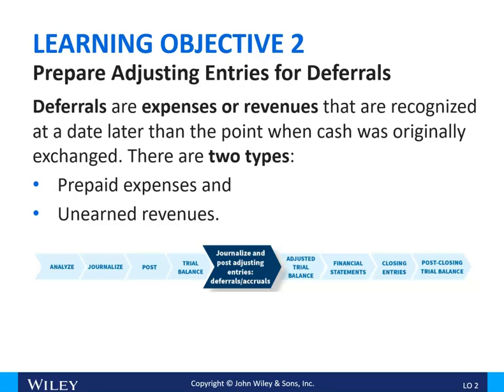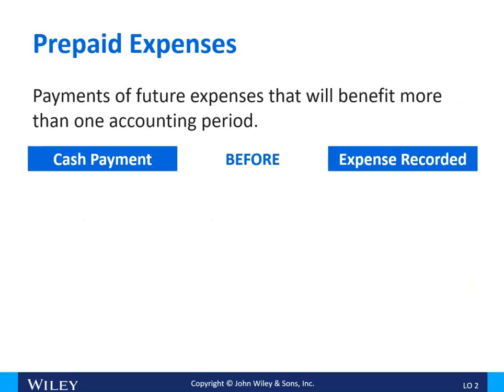Now we'll get into the adjusting entries for deferrals. What types are they? What do we look at? How do we record those? Again, deferrals happen where cash happens first. Prepaid expenses and unearned revenues are two examples that we're going to go through. Payments of future expenses that will benefit one or more accounting periods, that's a prepaid expense. So the cash payment happens before the expense is recorded.